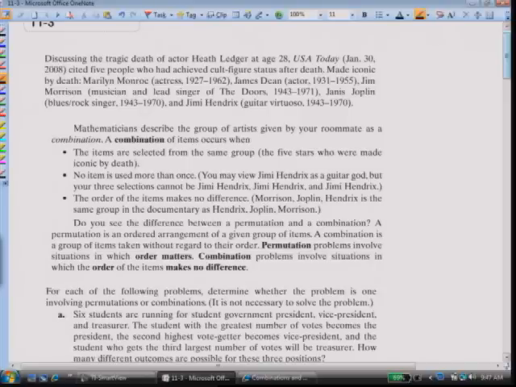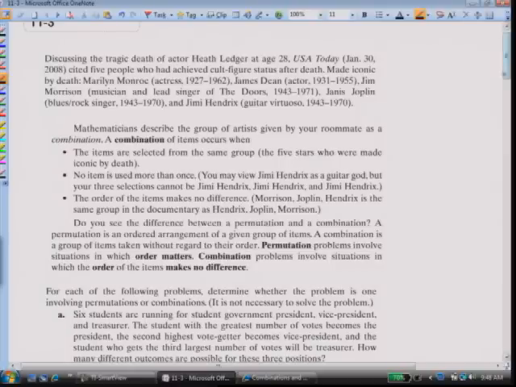But anyway. All right, so if you were going to write a paper about three of these iconic figures, it wouldn't matter which three. You pick three, and the order of those three doesn't matter. So mathematicians describe the group of artists given by your roommate as a combination. A combination of items occurs when the items are selected from the same group. So we pick 3 out of the 5. No item is used more than once. Obviously, it wouldn't make sense to use them more than once. And the order of the items doesn't make a difference. So if you did Morrison, Joplin, Hendrix, that would be the same as Hendrix, Joplin, Morrison.